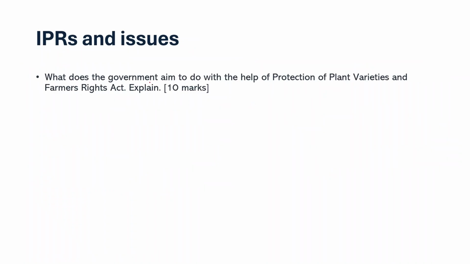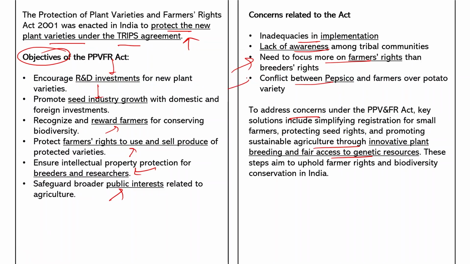So when you're writing the objectives, you are essentially writing what the government aims to do with the act. If you're only writing the objectives, you're not covering the other aspect, which is what the problems in the act are, what the issues and concerns related to the act are. So you write that also, and then you can write a good conclusion as a way forward.